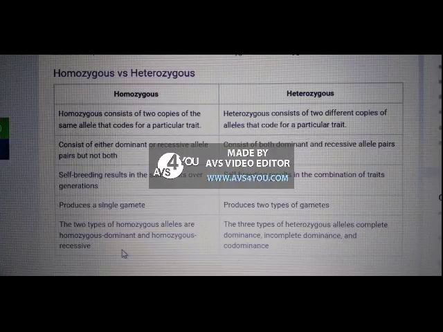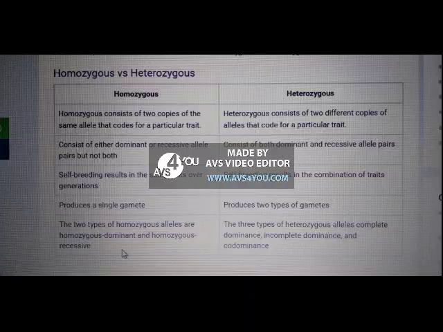Have a look at this box. We have these differences between the homozygous and heterozygous chromosomes. That is, the homozygous consists of two copies of the same allele and it consists of either the dominant or the recessive pair, but not both. Same like that, it gives a true breed or pure breed of the parental character. Then it produces a single type of gene, that is capital T or capital T.